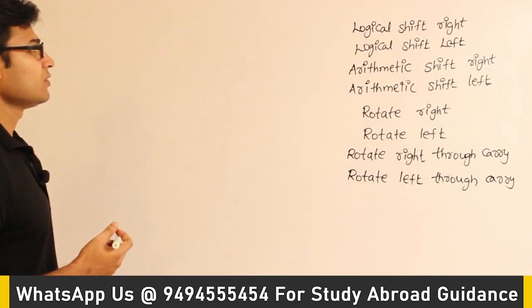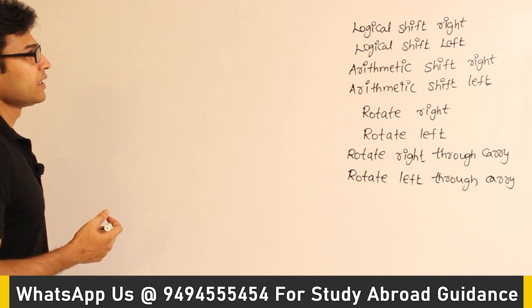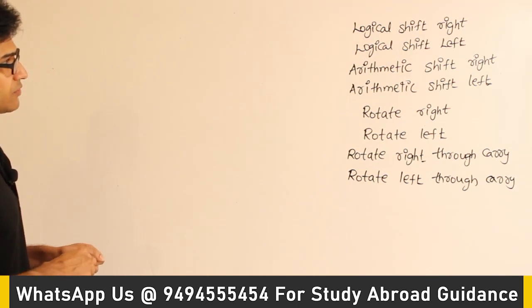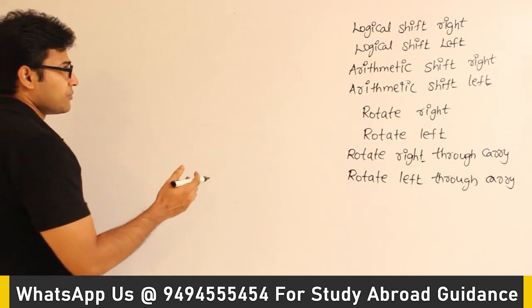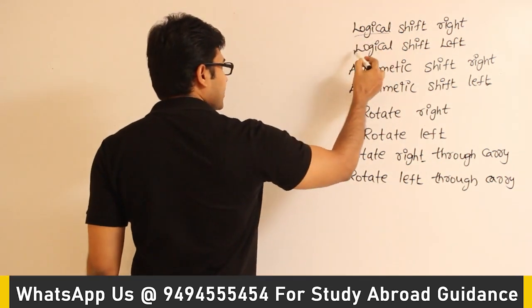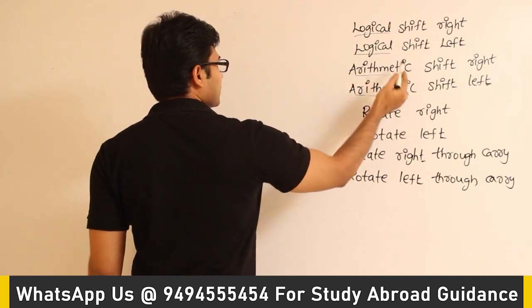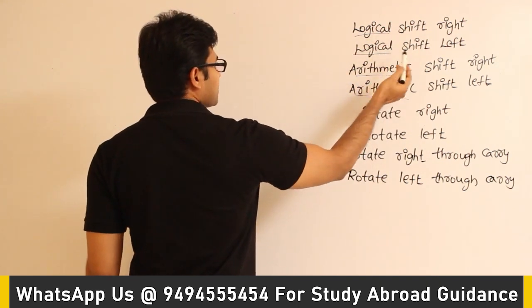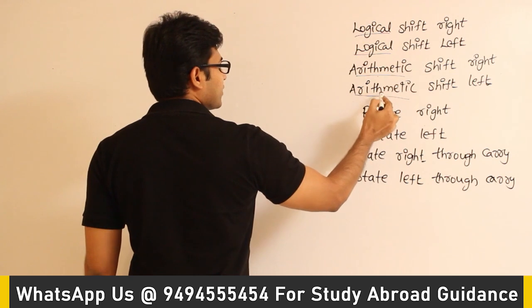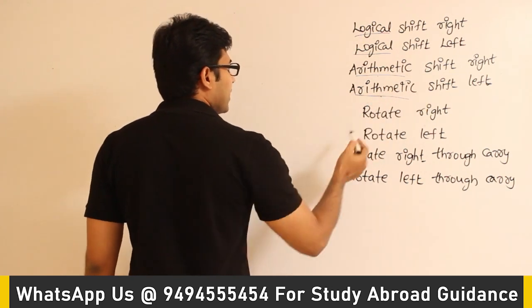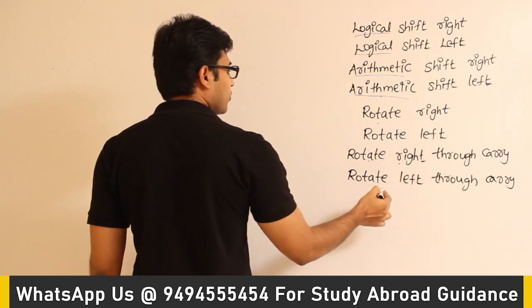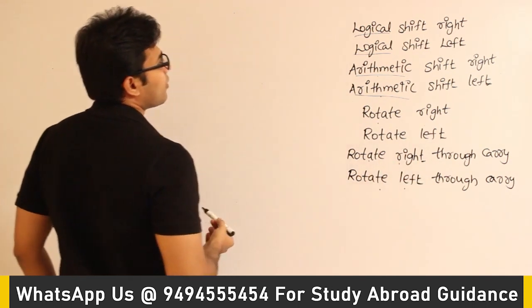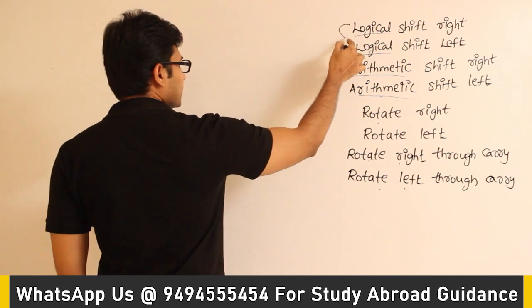So the first one is logical shift right. Shift right means we have to shift to the right. And what do I mean by logical? Observe these words. Logical is written and then arithmetic is written. So: logical shift right, logical shift left, arithmetic shift left, arithmetic shift right, rotate right, rotate left, rotate right through carry, rotate left through carry. Just observe this difference, these are important.